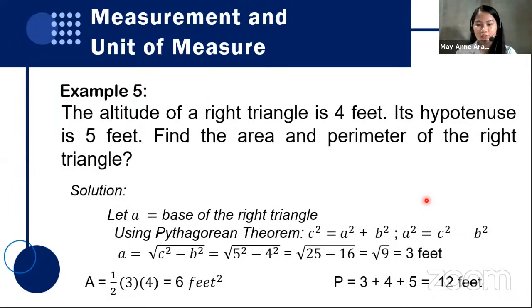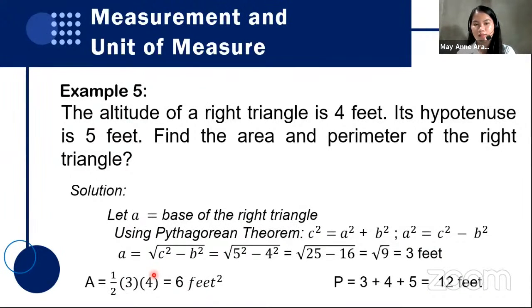Okay, so we already know the length of the missing side, the other side, or the base of the right triangle. So we can now use the formula: 1/2 base times height for the area.